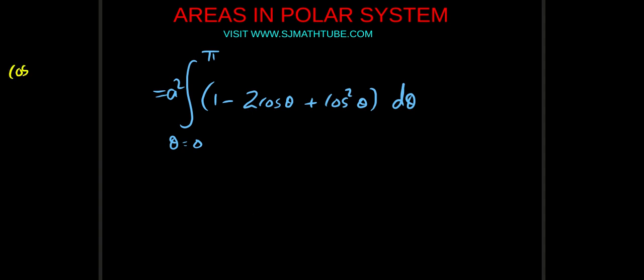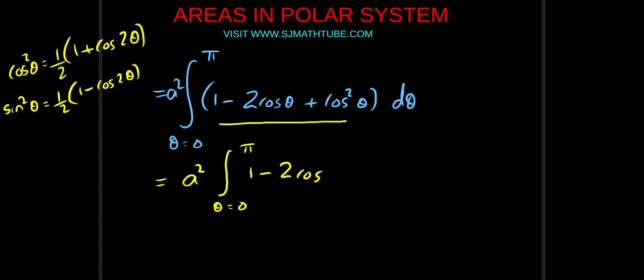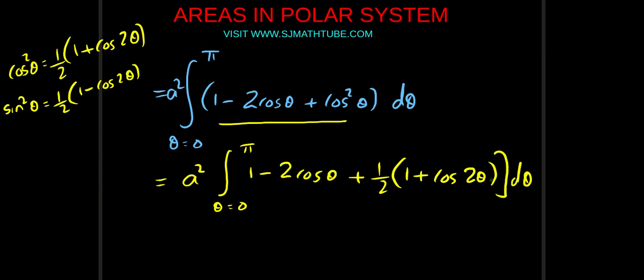Please note the formulae. Cos square theta is 1 by 2 into 1 plus cos double the angle. And similarly, not in this problem, maybe in some other problem you might need this, half into 1 minus cos double the angle. And that will be, let's start to integrate. No, we cannot integrate this yet. So a square integral theta equal to 0 to pi, 1 minus 2 cos theta plus 1 by 2 (1 plus cos double the angle) d theta.